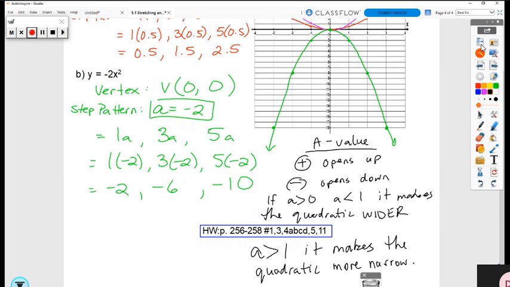Questions about anything? Will? That wouldn't be the original step pattern. Y equals x squared is like the original quadratic function. It's like the parent quadratic. It's the one that we always refer to. And its step pattern is 1, 3, 5.